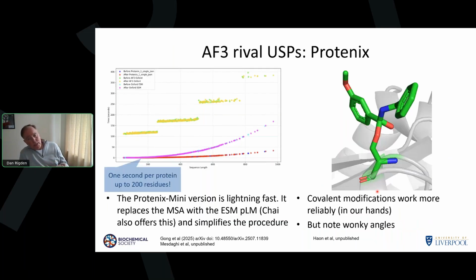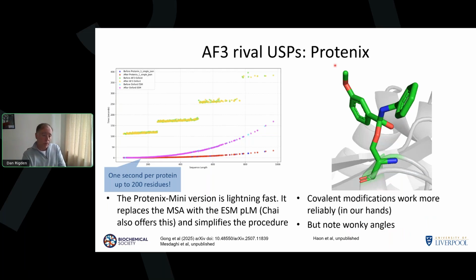Okay, so a couple of slides just on particular unique selling points of, what am I doing for time? Almost there, yes, I can see. Particular new selling points of some of the rivals of AlphaFold 3.